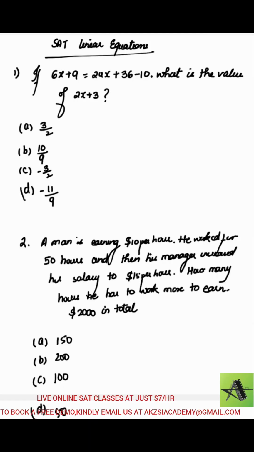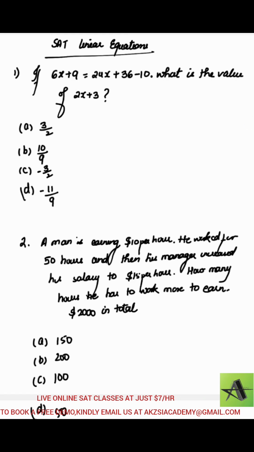It says if 6x plus n equals 24x plus 36 minus 10, what's the value of 2x plus 3? See, there are two ways. One way is to find the value of 2x plus 3 as a whole, which will give you the answer faster. The conventional way is to calculate the value of x and then plug the value of x here and you will get the answer. But obviously we have to minimize the time.